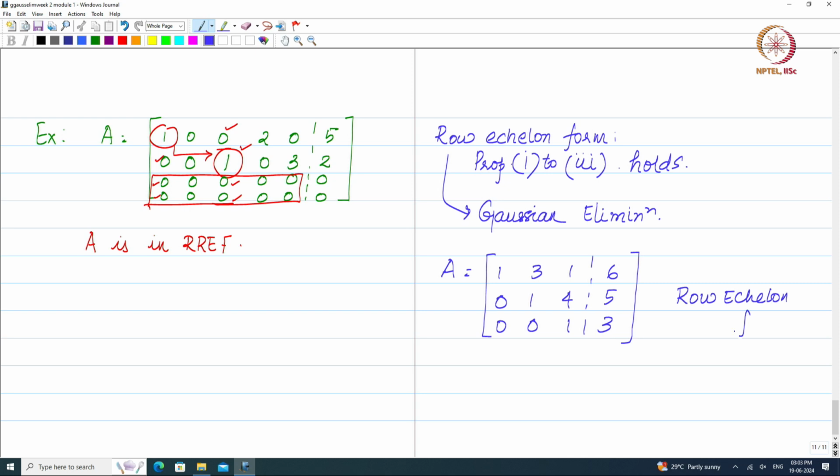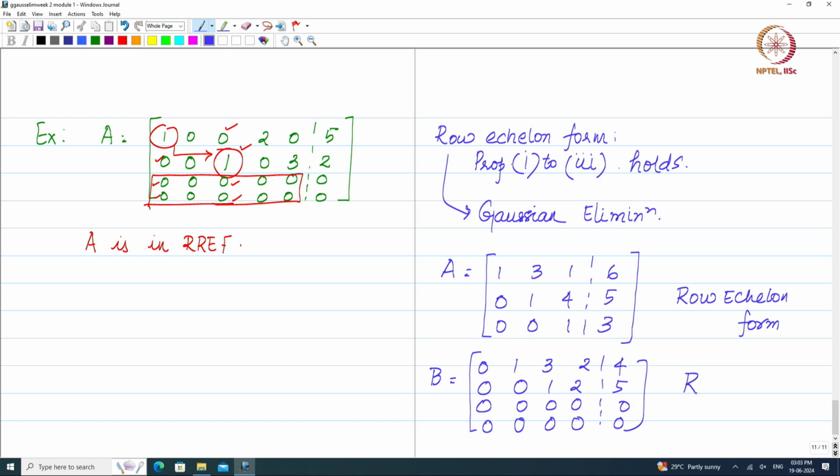Take another matrix B, 4 by 4, 0, 1, 3, 2, 4, 0, 0, 1, 2, 5, 0, 0, 0, 4 zeros and output 0. The last row also has 4 zeros and output is 0. This B matrix is in row echelon form.